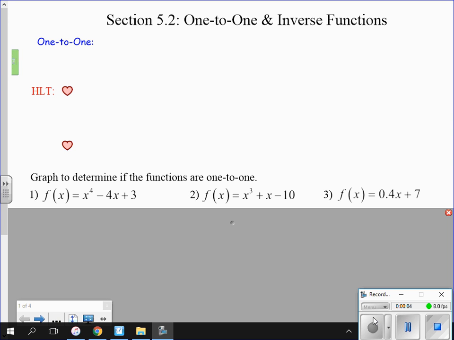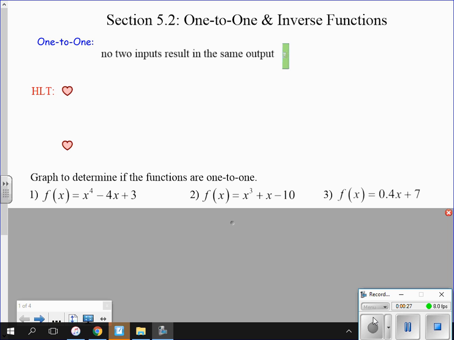So today we're going to talk about one-to-one functions and inverses. Okay. A function is one-to-one if no two inputs have the same output.